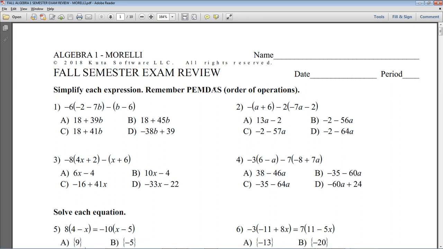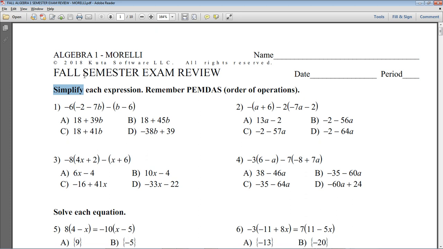All right, we're looking at the fall semester review, and we're given the first question, which, if we look carefully at the language, asks us to simplify each expression. Okay, notice it doesn't say solve, it says simplify. And if we look at numbers 1 through 4, there are no equals signs. So we're just going to simplify the expression. Okay, so first thing to do is to write it out.